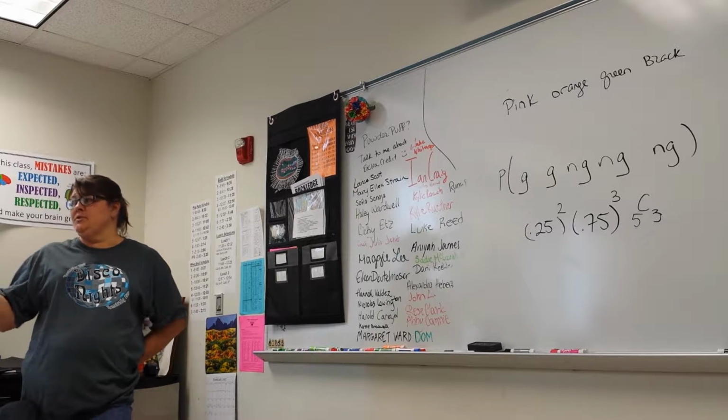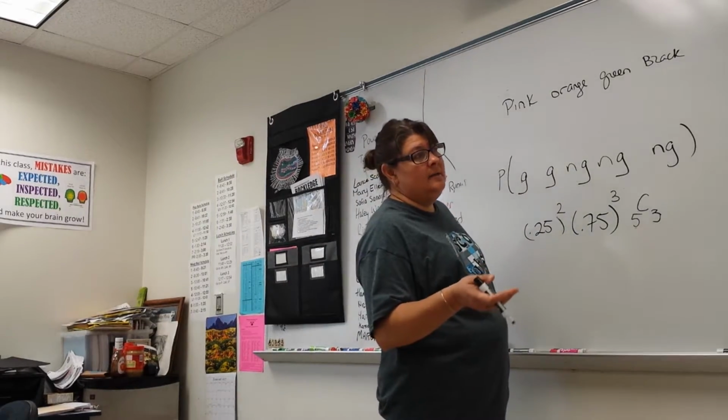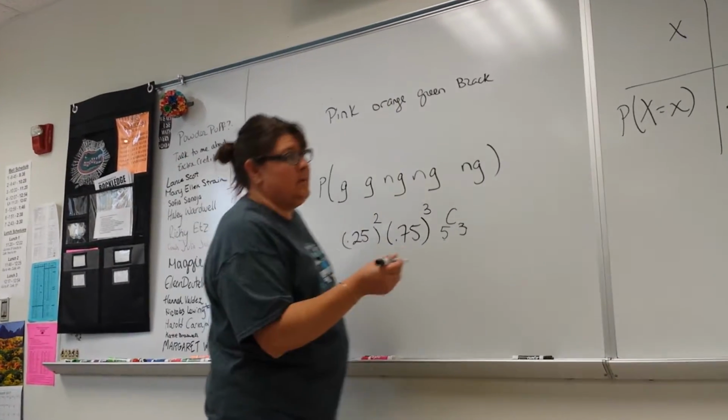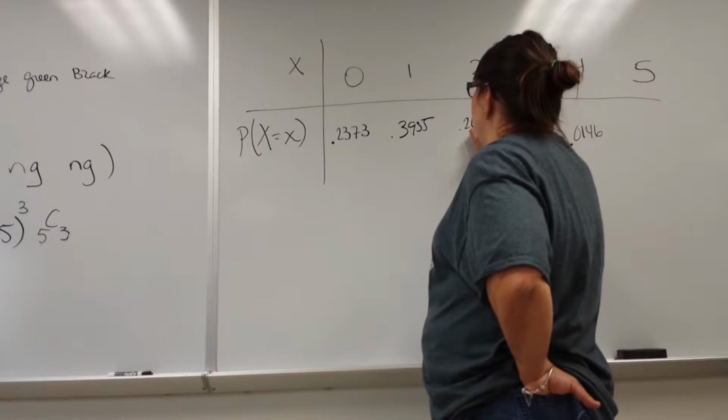So it doesn't matter. You could use 5 choose 2, so you could do it in ascending or descending order. And we could do that. What's this number again? 0.2637. 0.2637.